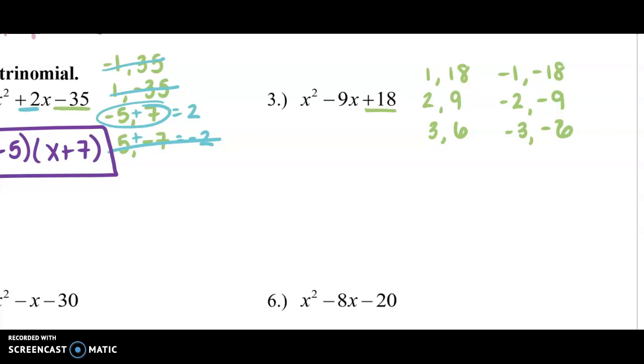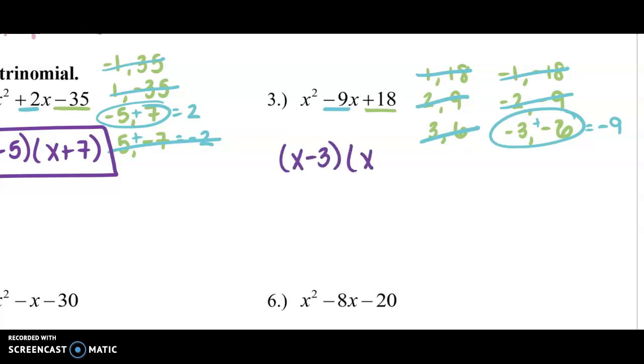I need to see which ones will add to give me negative 9. I know if I add two positives together, they're not going to give me a negative. So I know none of those options will work. Over here, I know looking at that, that's not going to work. That one's not going to work. But negative 3 plus negative 6 is going to give me negative 9. So I know that those are my two factors. So then it would be x minus 3 times x minus 6.